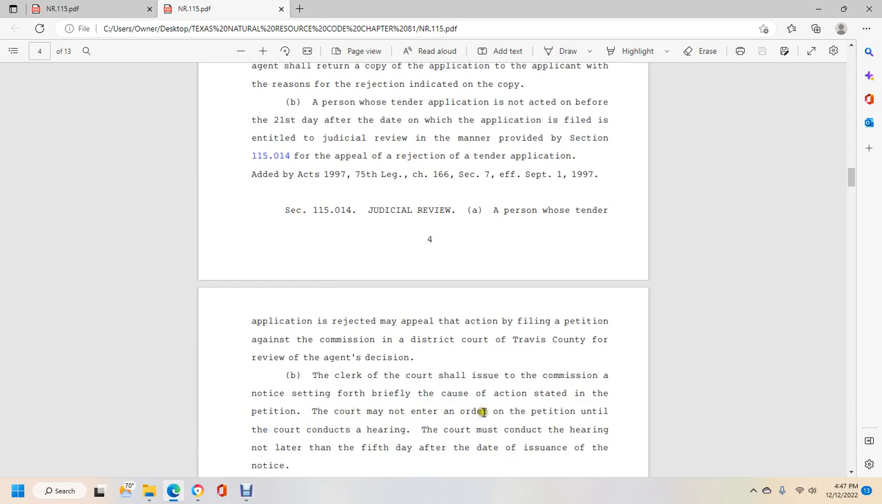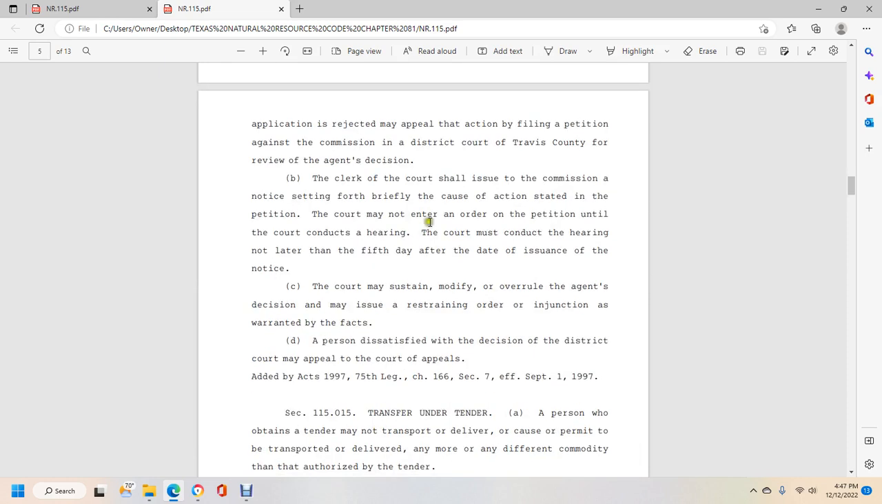The court may not enter an order on the petition until the court conducts a hearing. The court must conduct the hearing no later than the fifth day after the date of the issuance of the notice. The court may sustain, modify, or overrule the agent's decision, and may issue a restraining order or injunction as warranted by the facts. A person dissatisfied with the decision of the district court may appeal to the court of appeals.